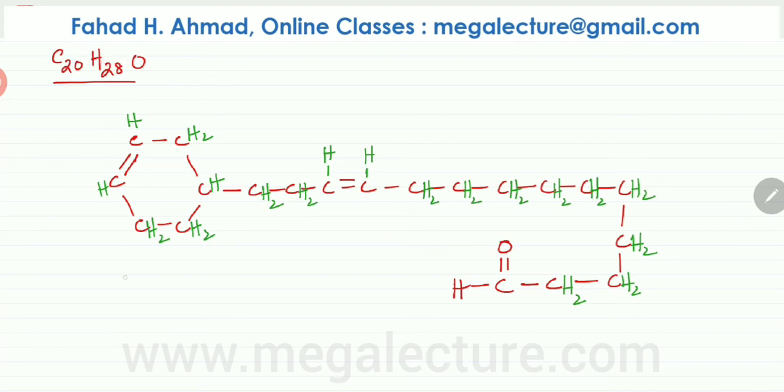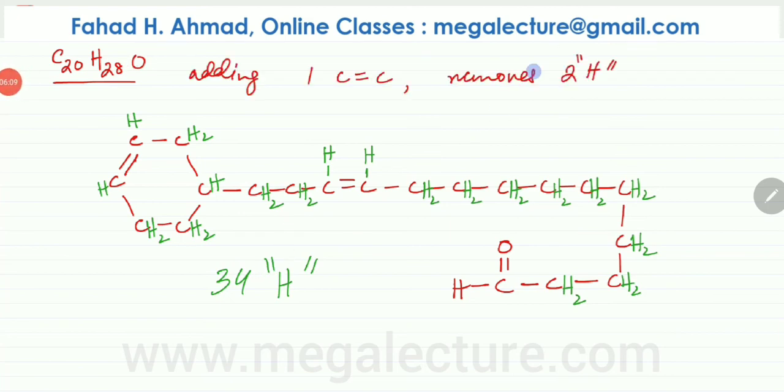So what I'm going to do is count the total hydrogens. That's 1, 2, 3, 4, 5, 6, 7, 8, 9, 10, 11, 12, 13, 14, 15, 16, 17, 18, 19, 20, 21, 22, 23, 24, 25, 26, 27, 28, 29, 30, 31, 32, 33, and 34. So I'm getting a total of 34 hydrogens. One discrepancy that you would automatically notice is that over here there are 28 hydrogens, and I'm getting 34 hydrogens.